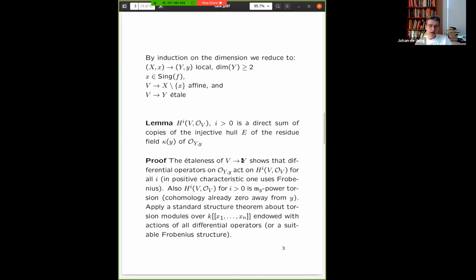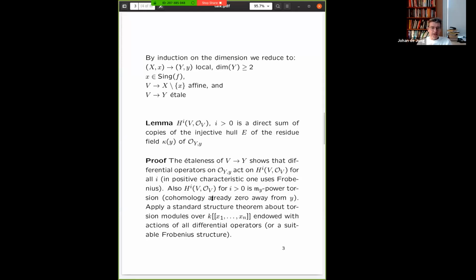So V is étale over Y. So say you have a derivation of the local ring down here, that's just Y, a spectrum of this thing, right? So you have a differential operator there. Well, then you can locally, because of étaleness, uniquely lift that differential operator to the structure sheaf of V. So that's going to act on the cohomology also. You compute it by the Čech complex. It's going to act on the whole Čech complex. Okay, so that's not true for an arbitrary cohomology class, right? Okay, and in positive characteristic, that's still true, but actually for the argument, you should use the Frobenius. All right, so let me skip that.